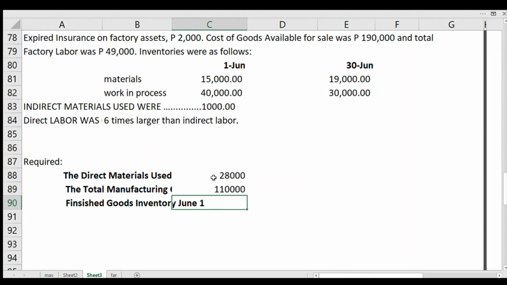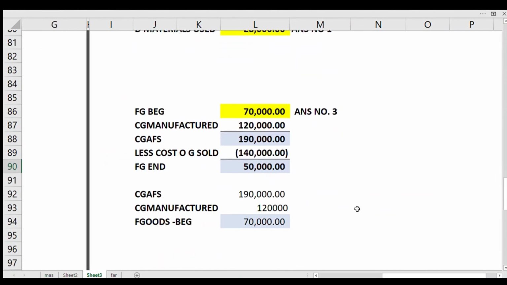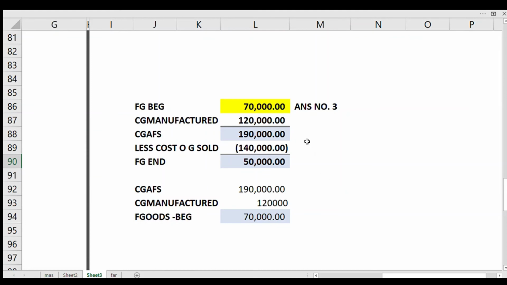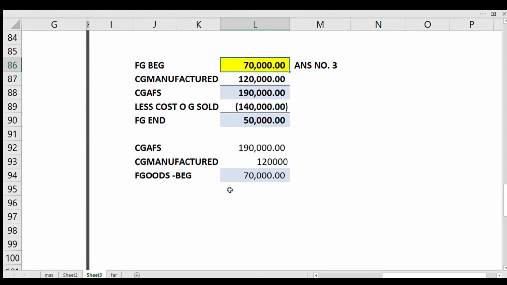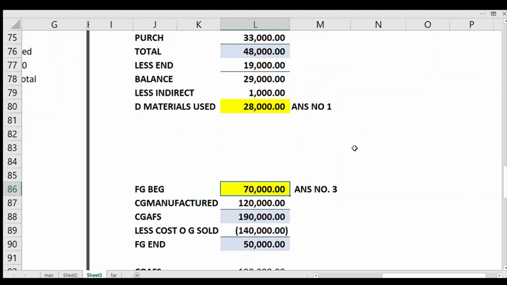Now let us look for the finished goods inventory, June 1. Here is the computation. We already have 70,000. Let us just analyze how we will do that. I will give the analysis here of what is available. The manufacturing cost here is 110,000 and the materials used is 28,000.